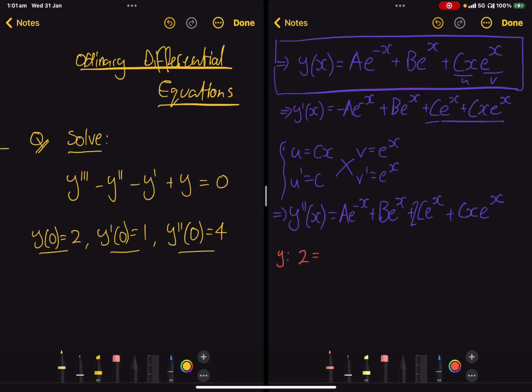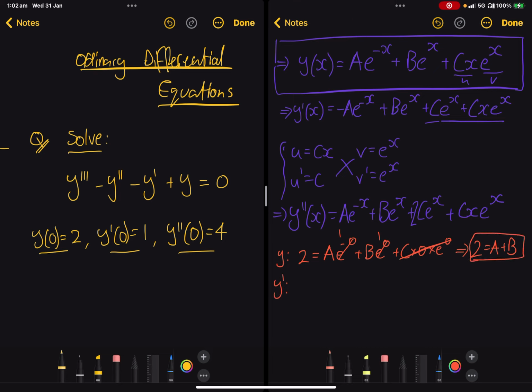So 2 is equal to a times e to the minus 0 plus b times e to the 0 plus c times 0 times e to the 0. Well, this term just goes away. This becomes 1, this becomes 1. So the base function tells us that 2 is equal to a plus b. So we have a relationship between a and b.